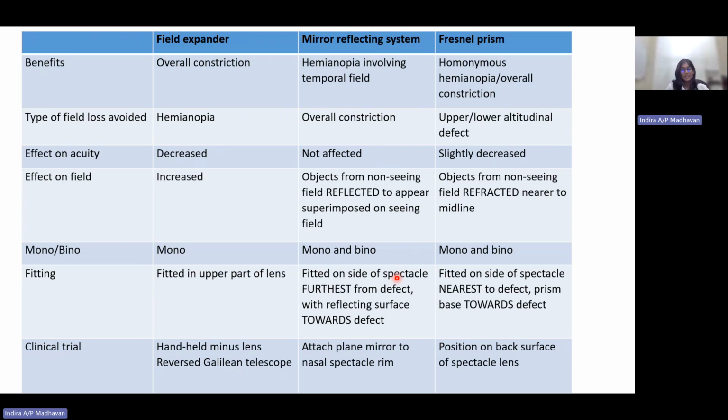Okay, and also the effect on acuity: because it's just a mirror reflection, the visual acuity is not affected, but the field of view will be expanded. Because objects from the non-seeing field, the temporal field that cannot see, are reflected by the mirror to appear superimposed on the seeing field. That means whatever you are seeing is based on the reflection on the mirror. So when you want to look at what is at the side, you just look through the mirror and you will see what's happening there. Then when you turn your eye straight, you will see the real image. So whenever it is needed, then you turn your eye.